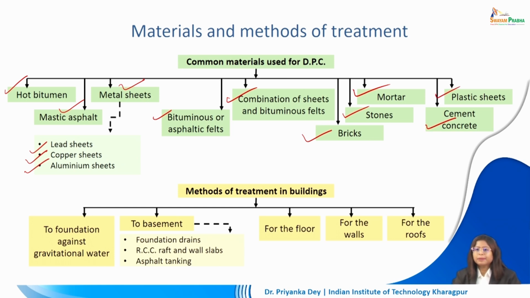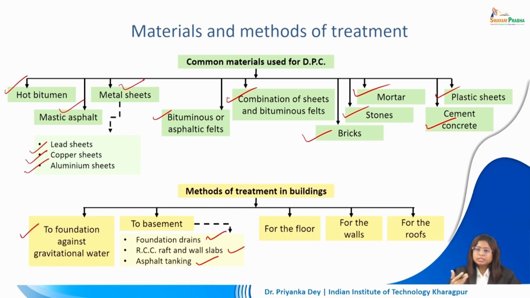Now when we are doing damp proofing, we do it at all levels in the building. So we start by preventing the foundation from taking up gravitational water. At the basement, we can protect it by forming either foundation drains around the basement, creating an RCC raft or wall slabs all around. We can also do mastic asphalt tanking. Asphalt tanking is done on all the sides and even at the bottom, and then covered with a layer of brick to ensure that moisture doesn't come in from the sides.